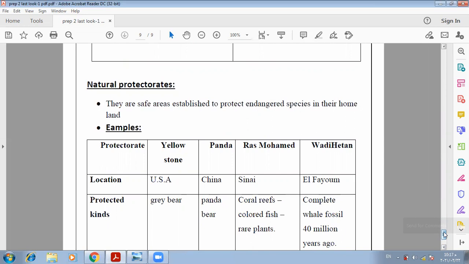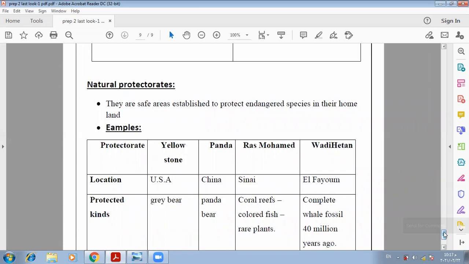Wadi El-Hitan is found in Fayoum. Wadi El-Hitan is part of Wadi El-Rayan, which protects complete whale fossils. Okay. They are from 40 million years ago. Okay. So this is very important.